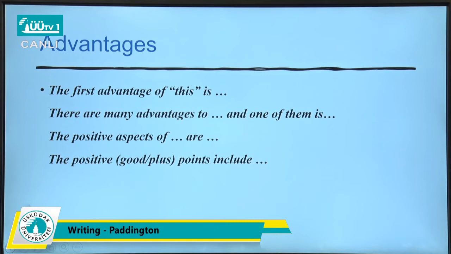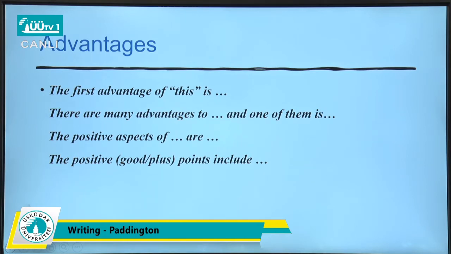So, there are several expressions that I found for you to use for your first topic sentence. In body paragraph 1, you're going to write about advantages, so you may start like this: The first advantage of the given specific topic is, for example, the first advantage of online lessons is, and then your idea here. There are many advantages to some topic, online lessons, wearing a mask, and one of them is, and the next one is. The positive aspects of online lessons or TV lessons, which we are doing at the moment, are 1, 2, 3.